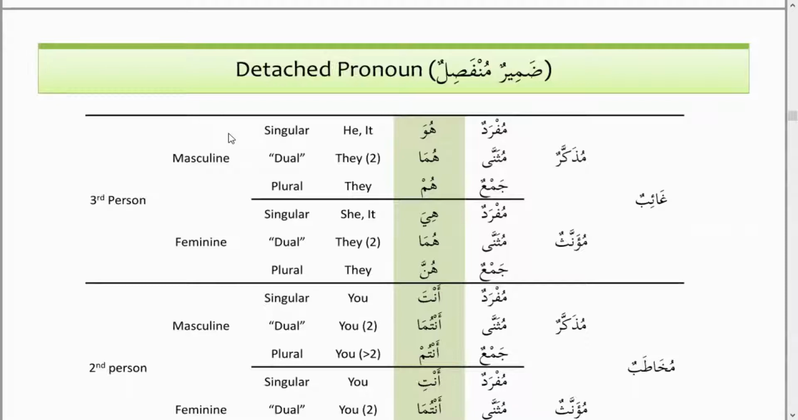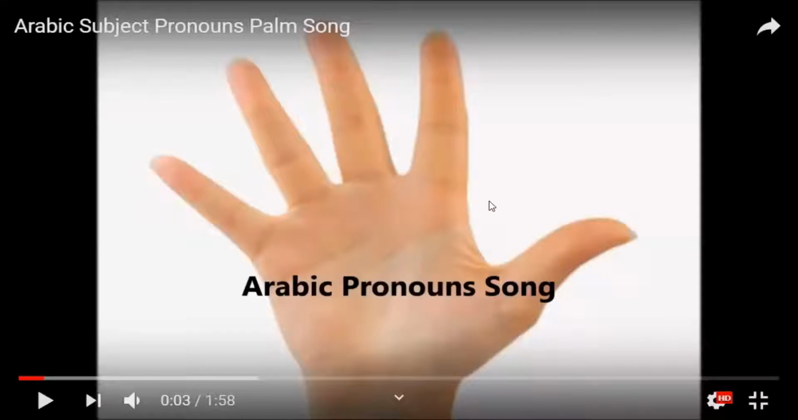He tried to have a song. If you want to listen, I'll just show you the song. It's a whole song about all the 14 pronouns. And this is the song on YouTube. You can type Arabic pronoun song, you'll get the song. It's very easy for you to learn with this song.